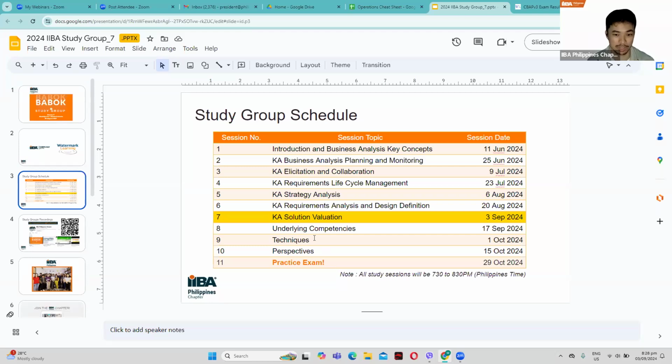So with that in mind, I think we can proceed to underlying competencies, but do let me know your thoughts. I think solution evaluation is our lowest score so far, so it'll be one of the topics there. And then we're gonna have another one. I think it's requirements life cycle management and solution evaluation, just based on our scores here. But of course, feel free to reach out and say what your preference is.